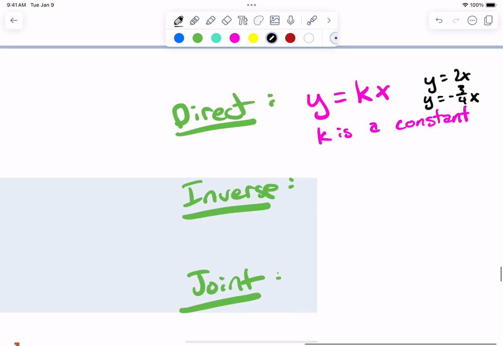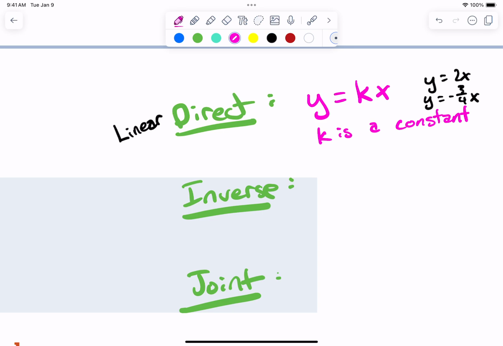If you graph a direct variation, what will it look like? Straight line. It's linear. It is a straight line, right? Y equals something x, that's a linear function, okay? So direct variation, it will look like that, okay?